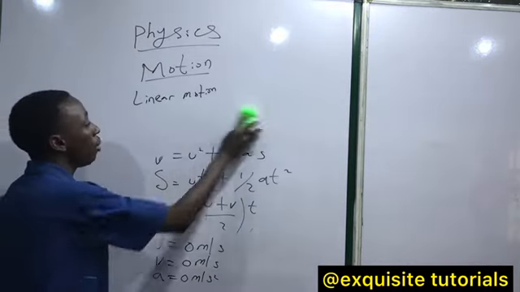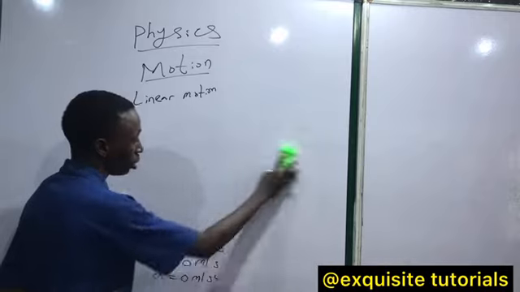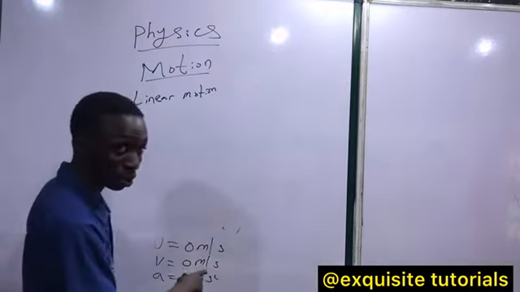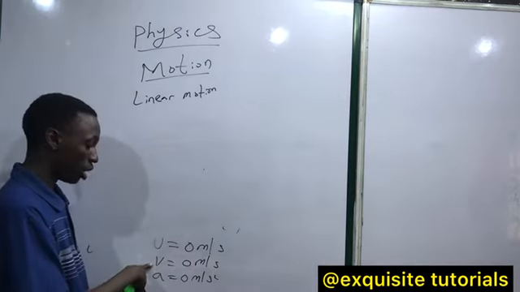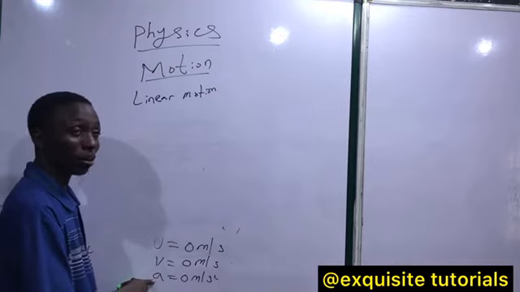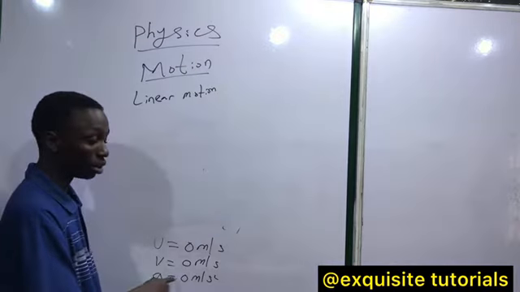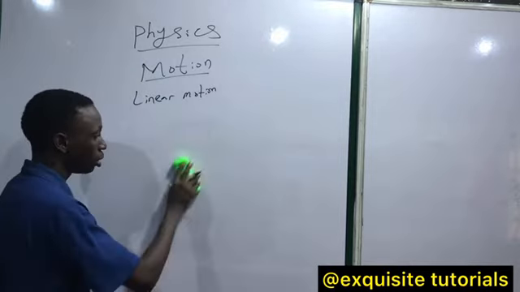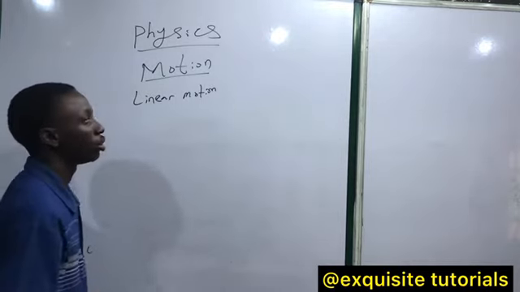Also, I would like to talk about another thing. When the body starts from rest, the initial velocity is 0 meters per second. When it comes to rest, the final velocity is 0 meters per second. Then when it moves at uniform velocity, the acceleration is 0 meters per second squared. Now, let's take a question. Let's illustrate something with a question.